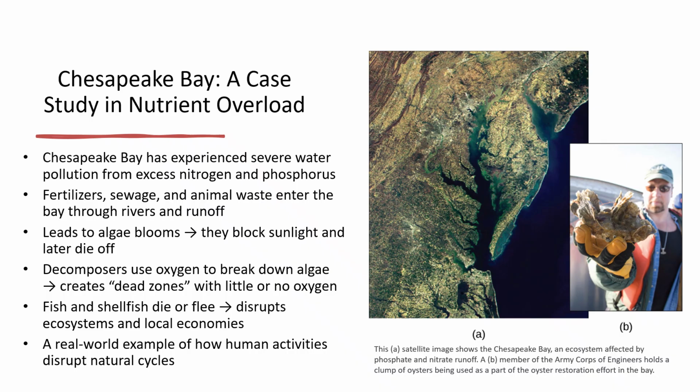Chesapeake Bay has suffered from nutrient pollution due to excess nitrogen and phosphorus from fertilizers, sewage, and animal waste. These nutrients cause algae blooms that block sunlight. When the algae die, decomposers use up oxygen, creating dead zones that kill or drive away fish and shellfish. This disrupts ecosystems and harms local economies.